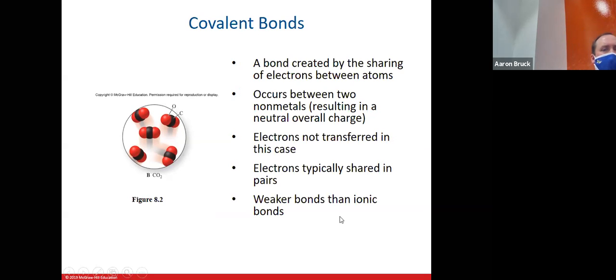Covalent bonds, on the other hand, are bonds created by sharing electrons. In sharing these electrons, we're going to see no electron transfers, but rather electron sharing going on. Now, this tends to occur between nonmetals, and we'll get into the why in a little bit here. Electron sharing is a lot more personalized than electron transfer. It's a lot less attractive as a result. So the net that we get here is weaker bonds overall.